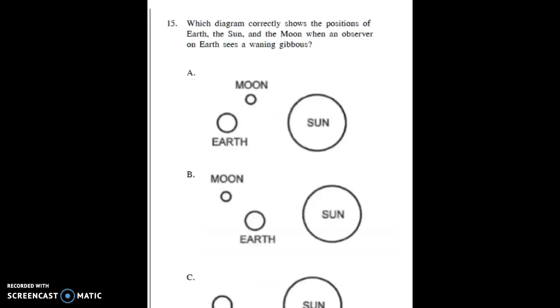Question 15. Which diagram correctly shows the positions of Earth, the Sun, and the Moon when an observer on Earth sees a waning gibbous?